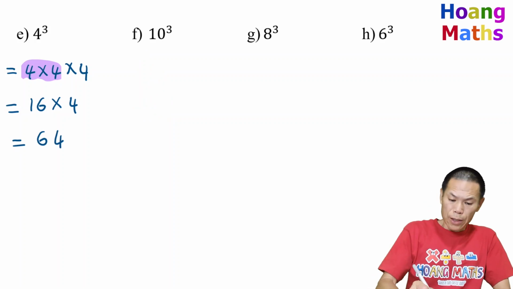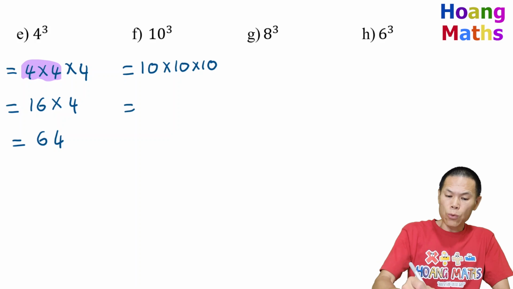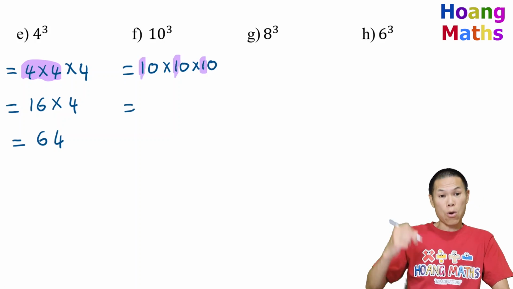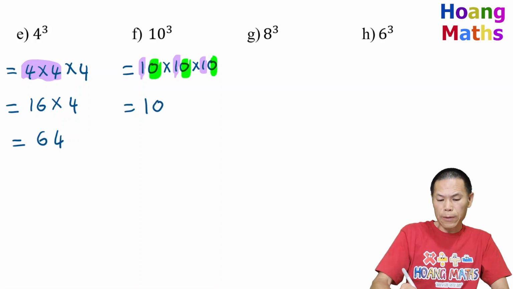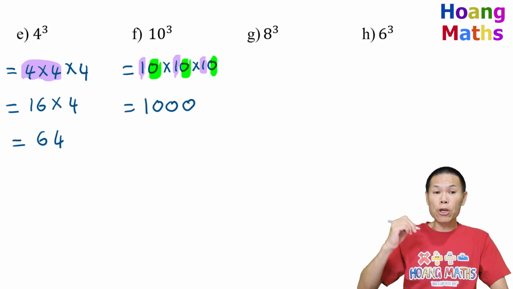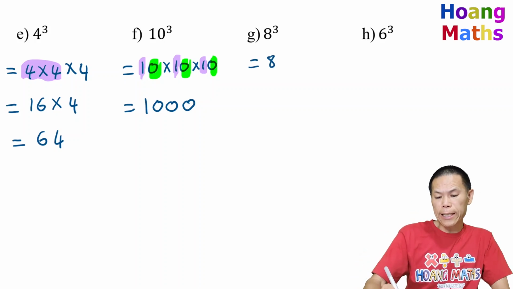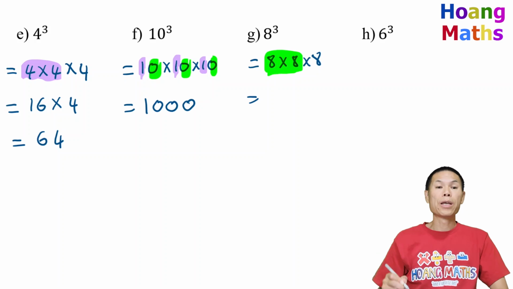Now part F is equal to 10 cubed is 10 times 10 times 10. And to work this out, we just go 1 times 1 times 1 will give us 1. So 1 here, and these 3 zeros, 1, 2, 3, we just need to write it down. 1, 2, 3. So there you go. 8 cubes. So that becomes 8 times 8 times 8. And we know that 8 times 8 will give me 64.